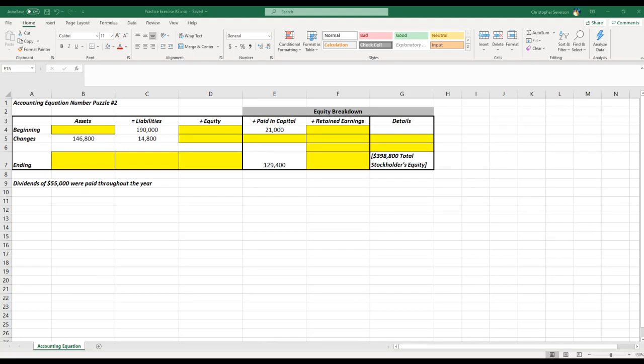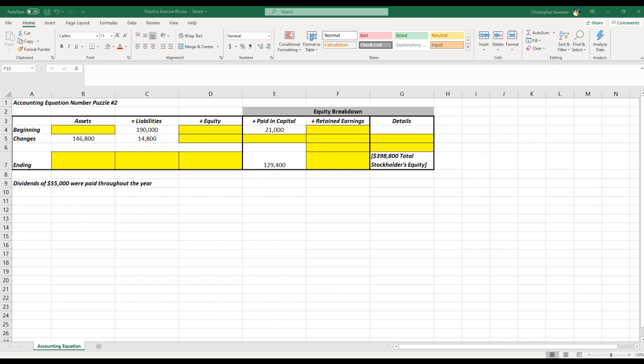Hello and welcome to our discussion of practice exercise number 2 for the accounting equation number puzzle. Now that's the name I like to give these types of problems because they give you certain numbers, certain amounts, and they want you to calculate the missing amounts. Now this particular practice exercise tests your knowledge of the accounting equation.